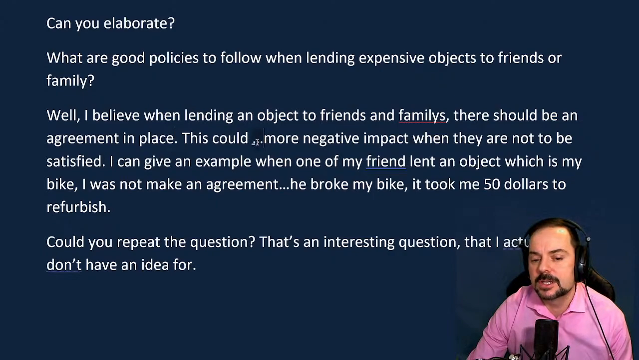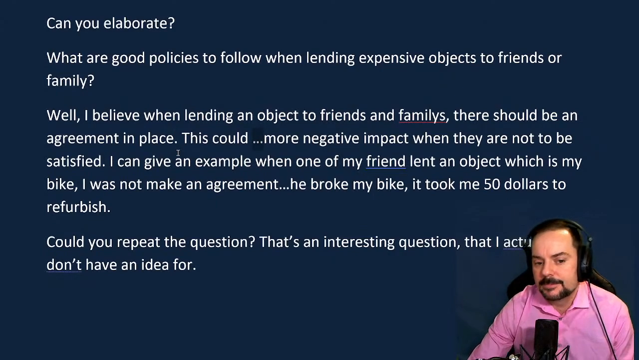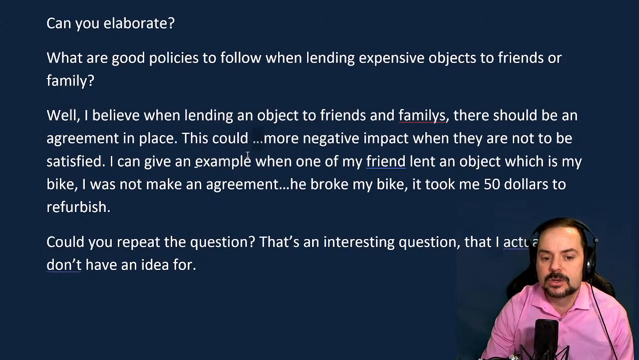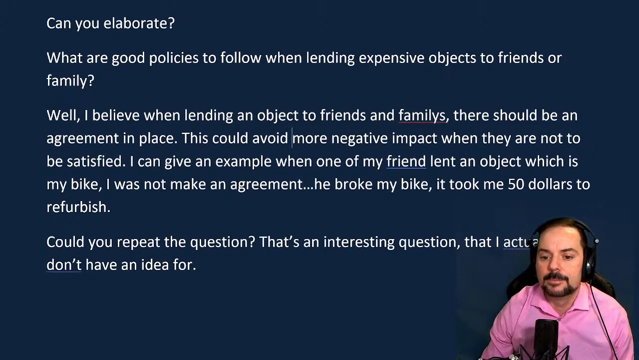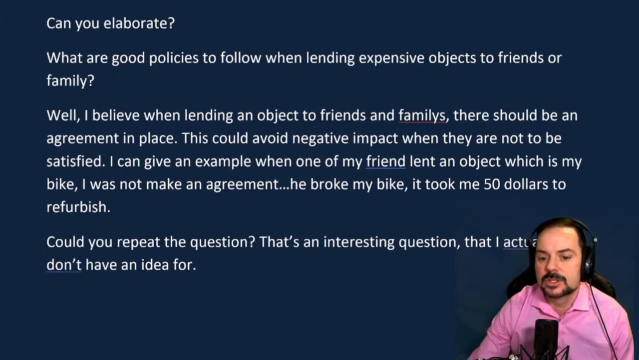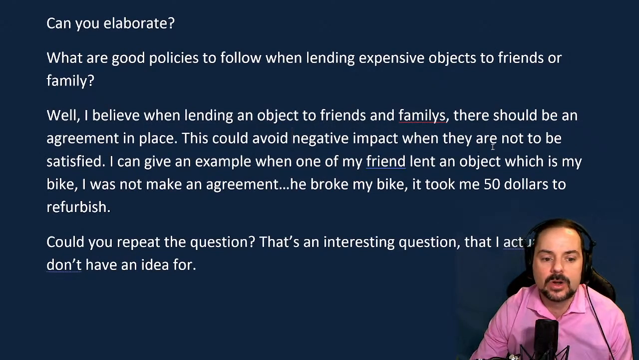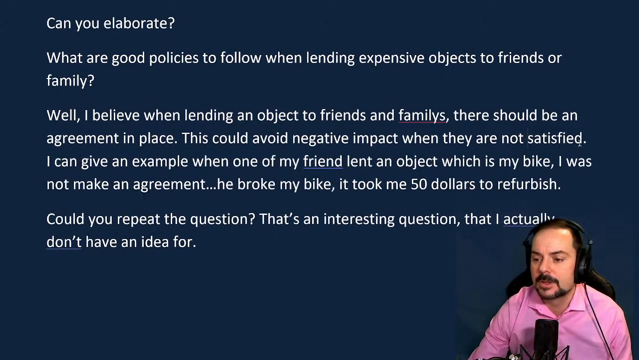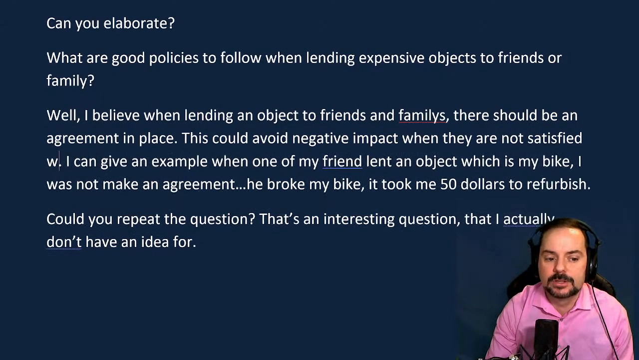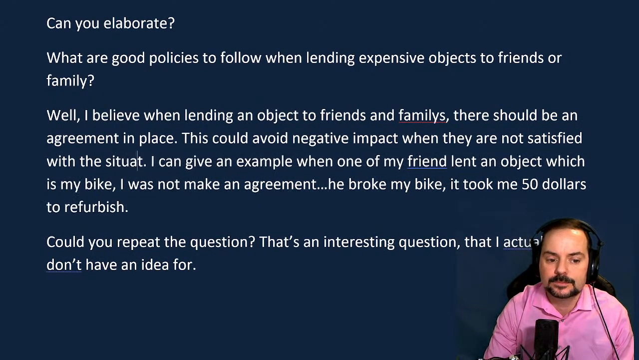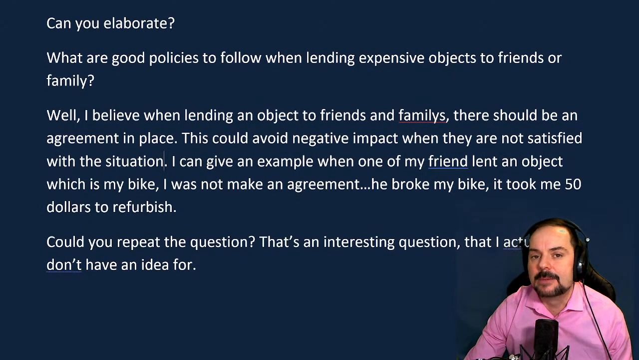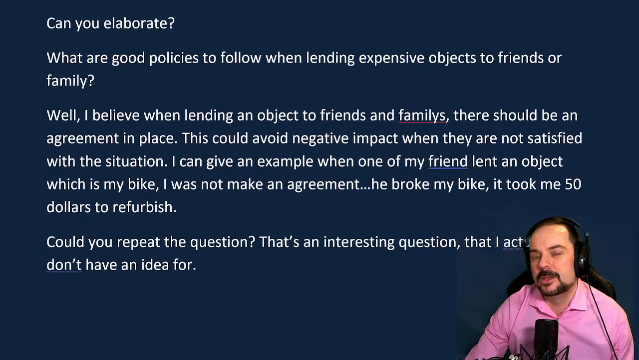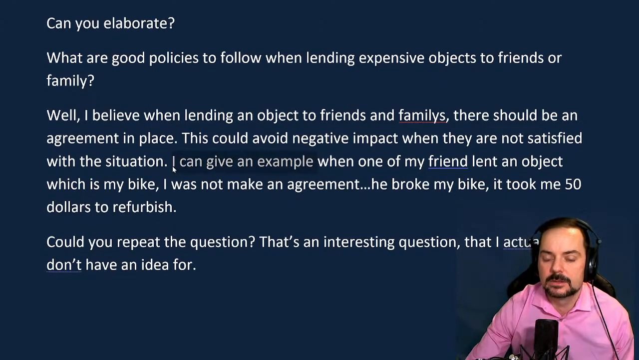And then I couldn't catch what you said in the middle here, but I believe you said something along the lines of this could avoid negative impact. Let's say that. So this could avoid negative impact when they are not satisfied with what? With the exchange, right? Satisfied with the situation. So we want to finish this. And then you said, I can give an example. Just be really careful when you do that, Bharat. You know how we have that video about don't say for example? It's better to just give the example. So start right away with when, okay?